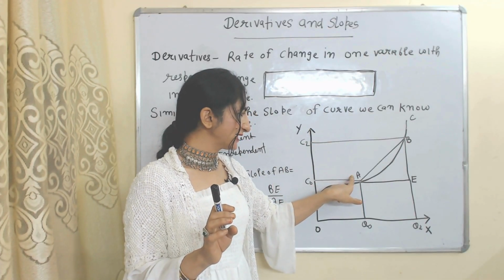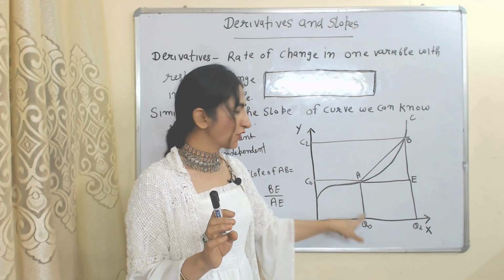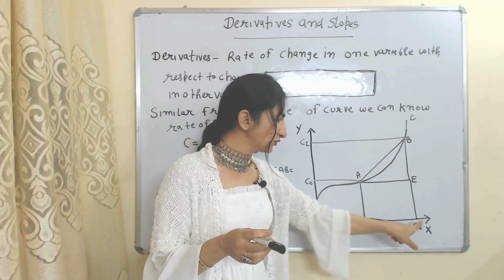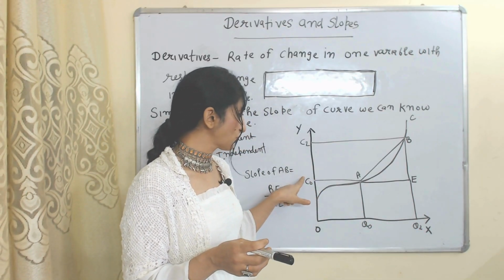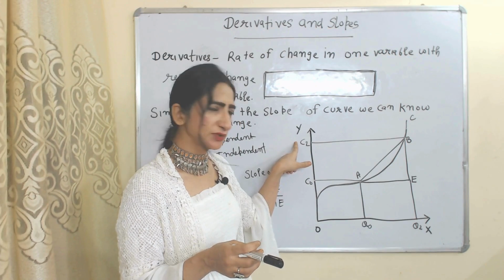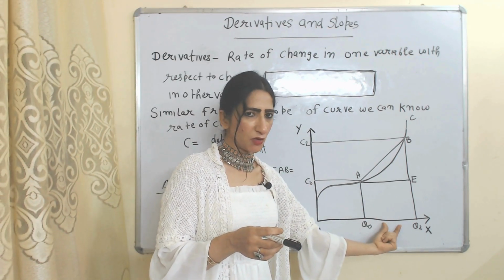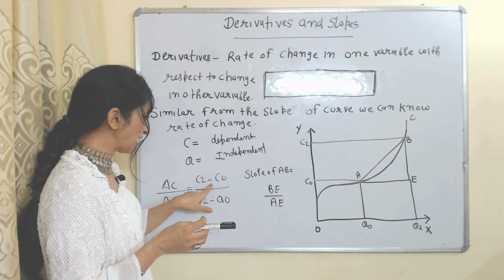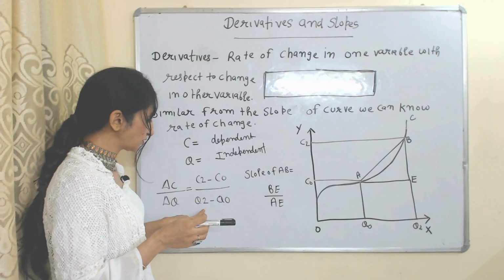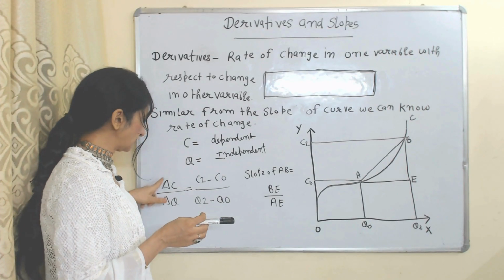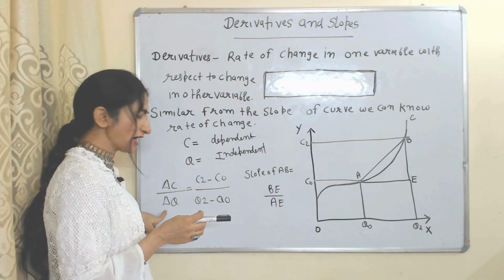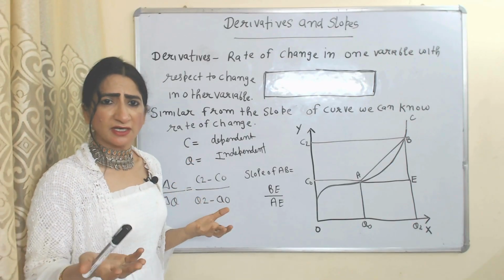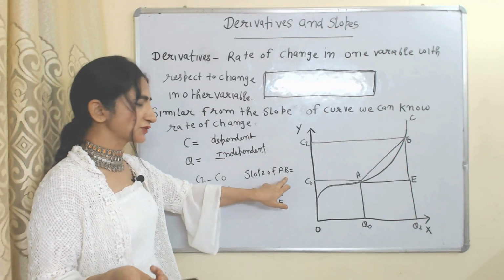Initial equilibrium point is A, initial output Q naught, initial cost C naught. Suppose output increases from Q naught to Q2, that's why cost also increases from C naught to C2. This will be called change in output, this will be called change in cost. So change in cost equals C2 minus C naught, change in output equals Q2 minus Q naught. Change in cost divided by change in output will be called rate of change.